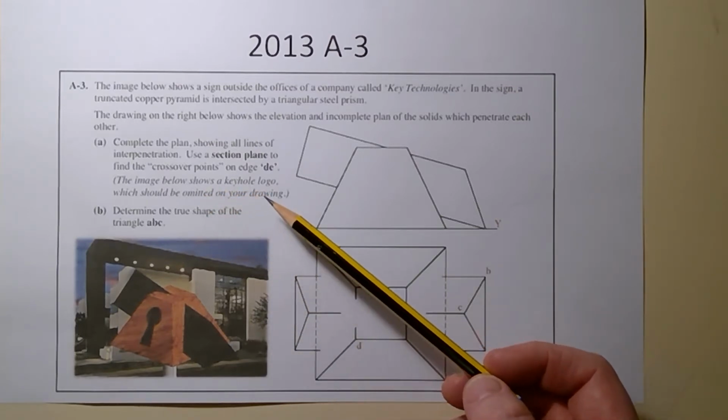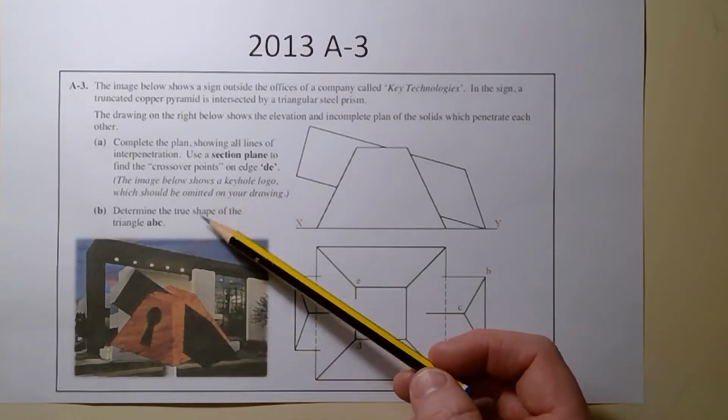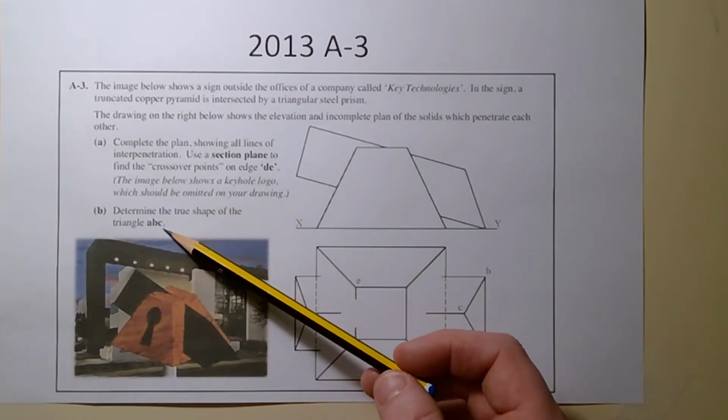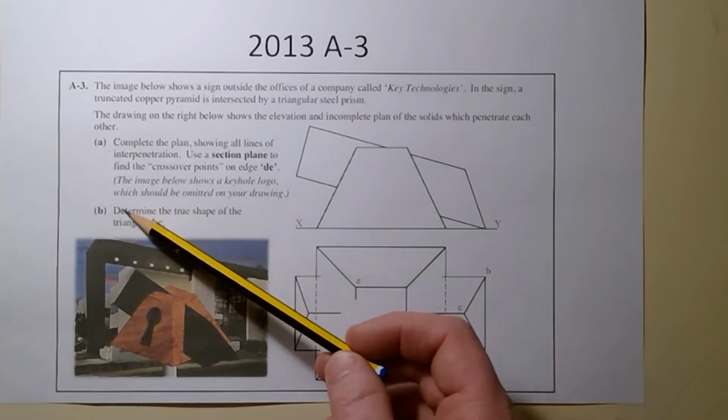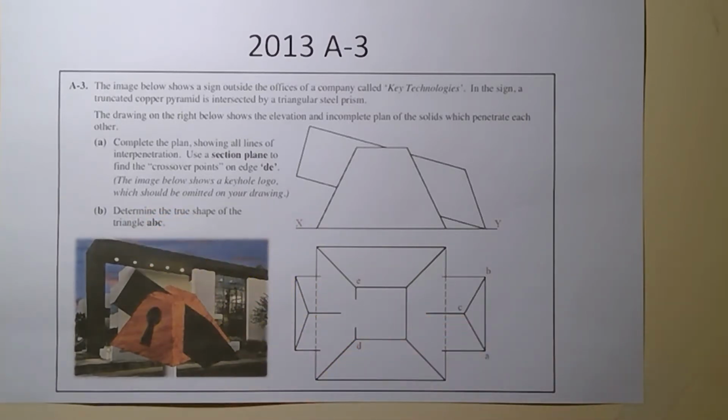The image below shows a keyhole logo. You can basically ignore that keyhole logo. That's not going to come into play. And then determine the true shape of triangle ABC. So this really is kind of a junior cert thing, really, the true shape of your triangle ABC. But anyway, it comes up. So we'll just have a look at that there now first.